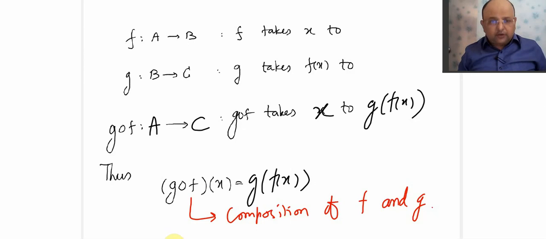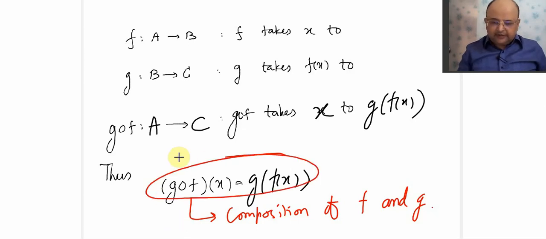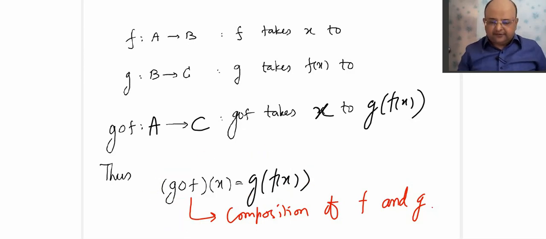So what does your GOF do with x? GOF takes x to g of f of x. f takes x to f of x, g takes f of x to g of f of x, and now GOF takes x to g of f of x.